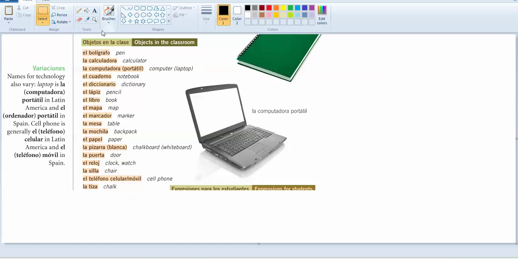Okay, so if you'll notice, like right here, you've got an article. Actually, let me change the color. Let's do red. Okay, so you've got an article right here in front of pen, and you've got an article right here in front of calculator, and you've got an article right here in front of computadora, and an article right here in front of cuaderno. And an article right here in front of diccionario.